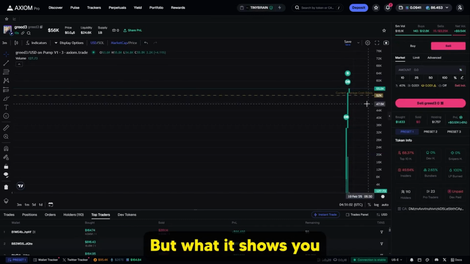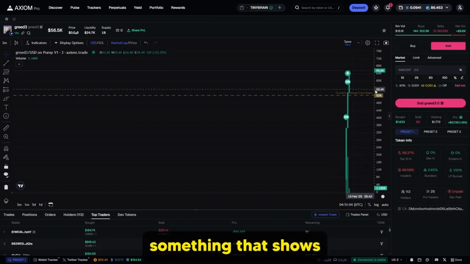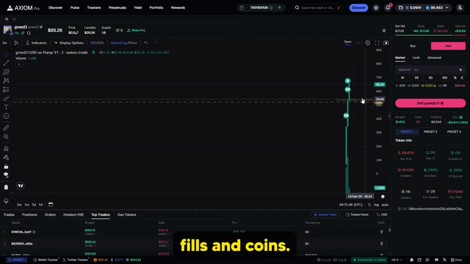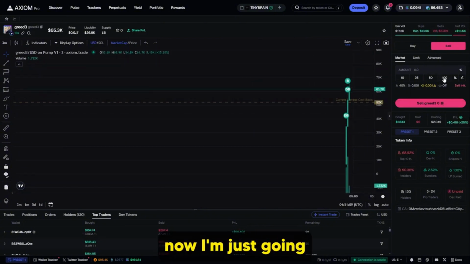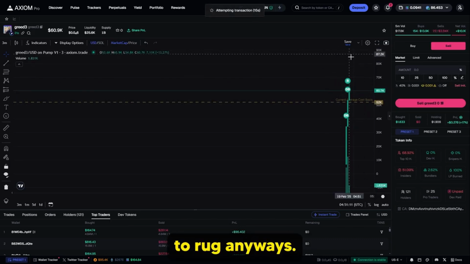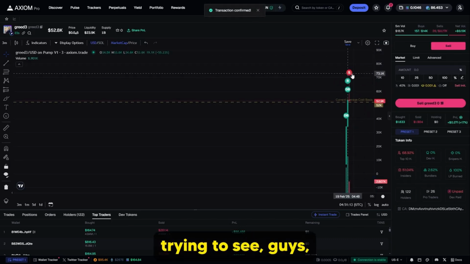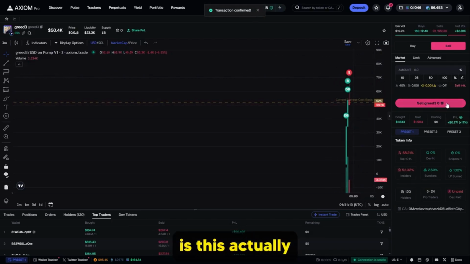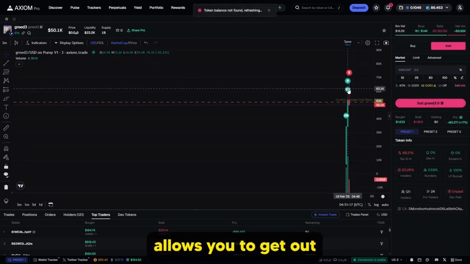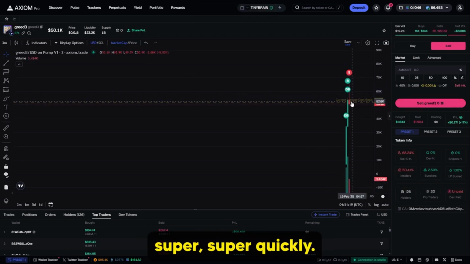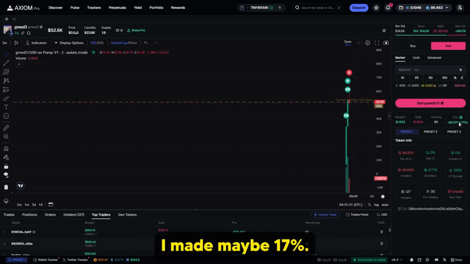But what it shows you is that this is going to be something that shows you immediately how you can get fills on coins. And of course, then I'm just going to sell all of this because I know they're going to rug anyways. But the point I'm trying to say, guys, is that what this allows you to do is this actually allows you to get out and get in of tokens super, super quickly. So right there, you can see I made maybe 17%.